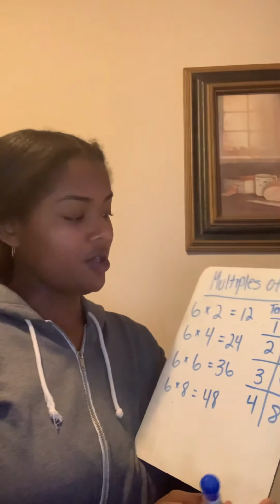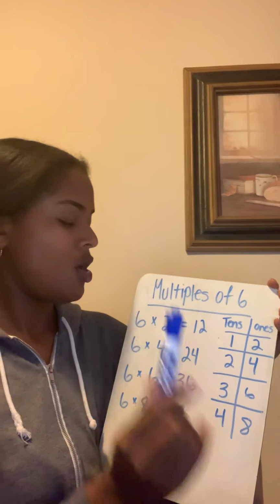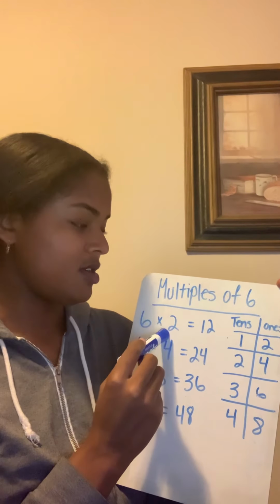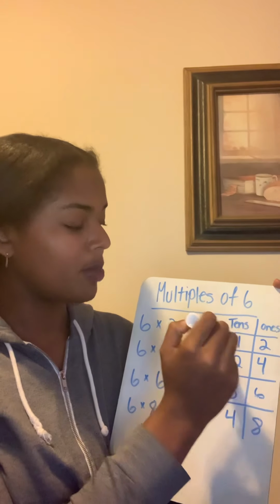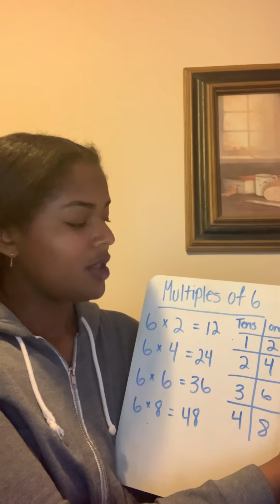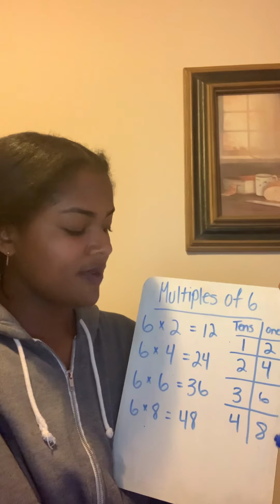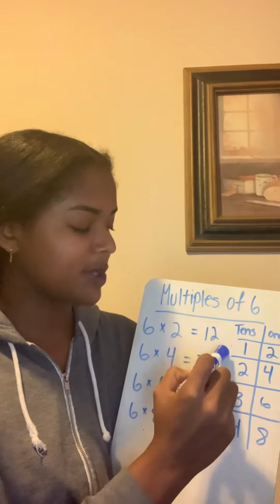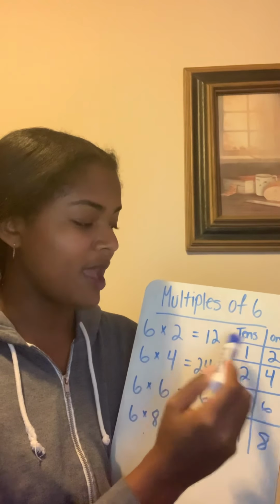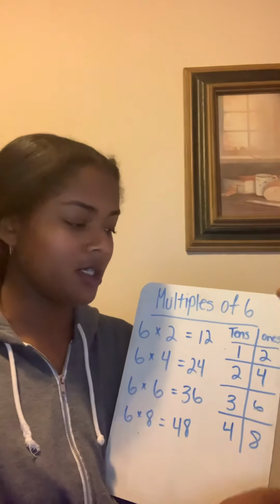Okay, I'll tell you. So the pattern is when you multiply 6 by an even number, in the product, in the ones place, it's always going to be an even number. And in the tens place of the product, it's always going to be half the even number in the ones place. So I'll explain it even better by showing you.